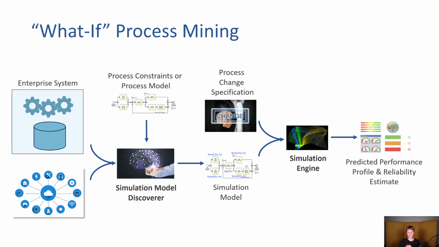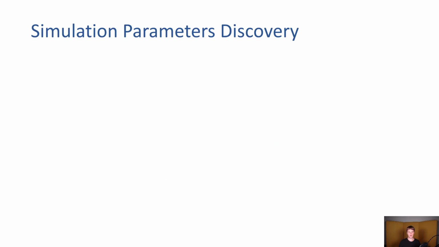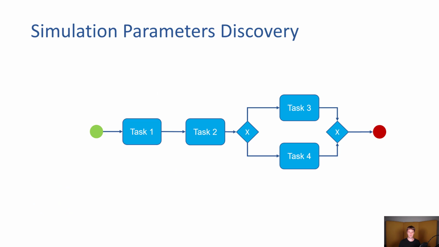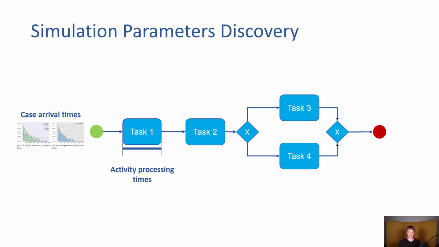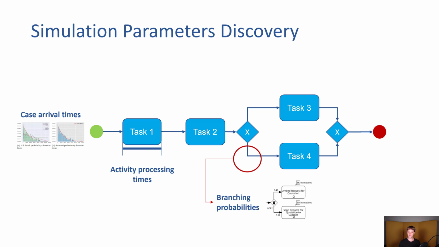One of the trickier parts in this workflow is to automatically discover the simulation model together with all the necessary information to run accurate predictions. Take an example, a simple process model. And what are the types of information that we need to discover here in order to have reliable predictions? Well, first of all, we have to figure out what are the case arrival times. Then we have to figure out the activity processing times and branching probabilities in case we have choices in our model. We also have to detect all the resources that play a role in our business process.